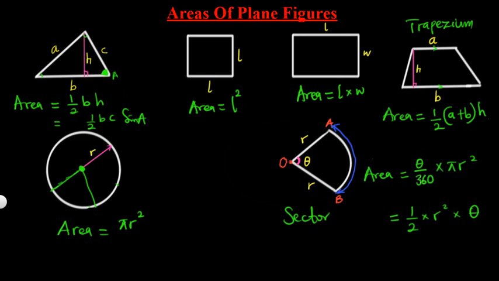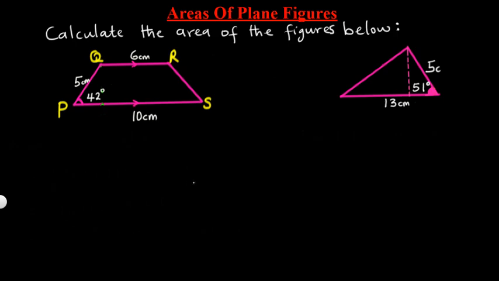That's interesting. Okay, we've been able to revise areas of these plane figures. Let's try to solve problems involving them. We take a look at this problem. We are to calculate the area of this figure. The very first figure bounded by sides QR, RS, SP, and PQ is what we call a trapezium.